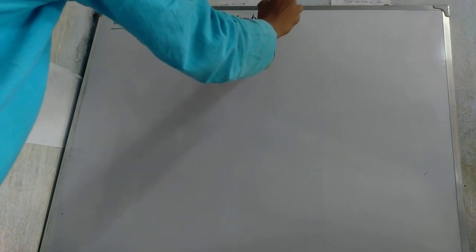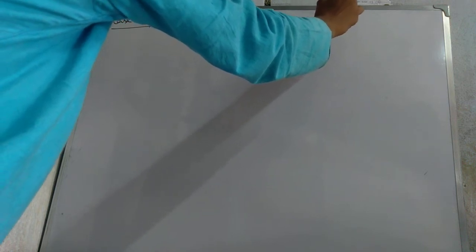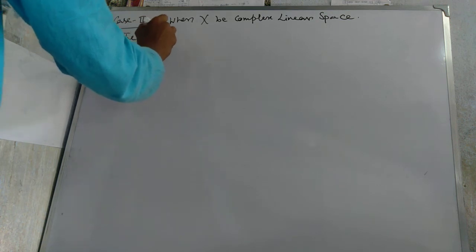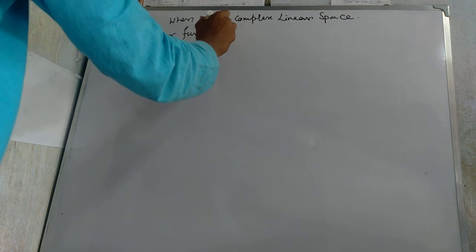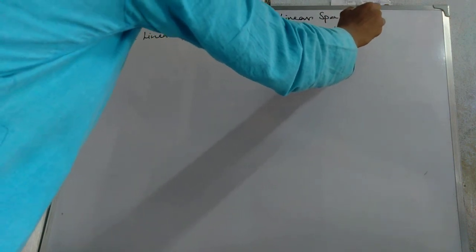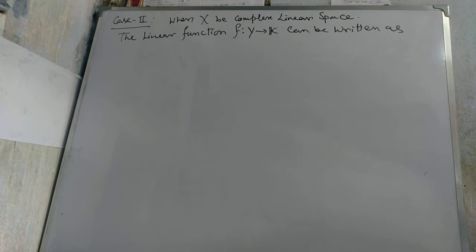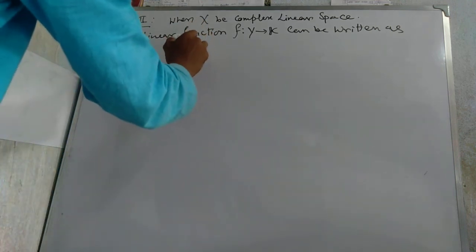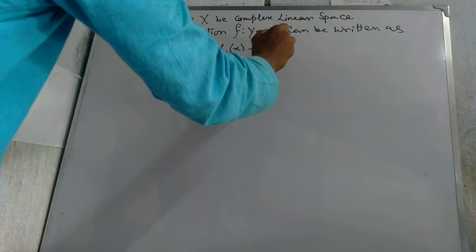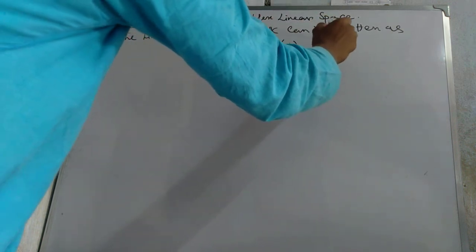Case 2: when X is a complex linear space, the linear functional f on Y can be written as f(x) = f1(x) + i f2(x) for all x belonging to Y.